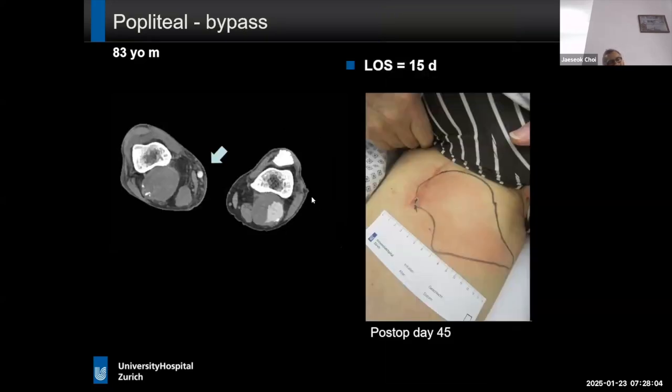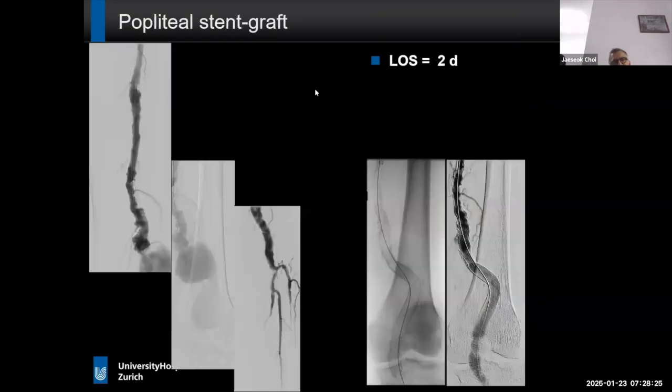So we decided, the surgeon wanted to do a bypass on one side. They did the bypass, but it took the gentleman quite a while to heal. So he was more than 2 weeks at hospital. And so they said, okay, let's treat the other one by elective stent grafting. That's what we did here.